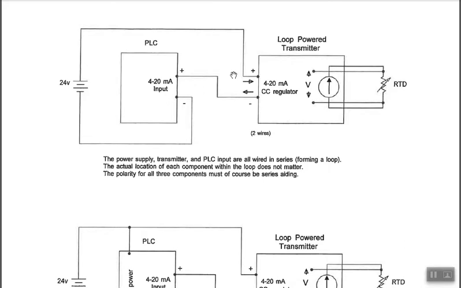And it's all in series with a loop powered transmitter. Everything's in series, and it has to be in series aiding. You can't have things fighting each other, so the polarities are important. So watch as we trace. The conventional current would be flowing right this way, and here you go. Conventional current is coming into the regulator.